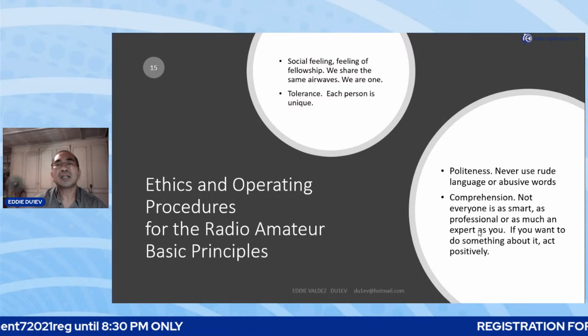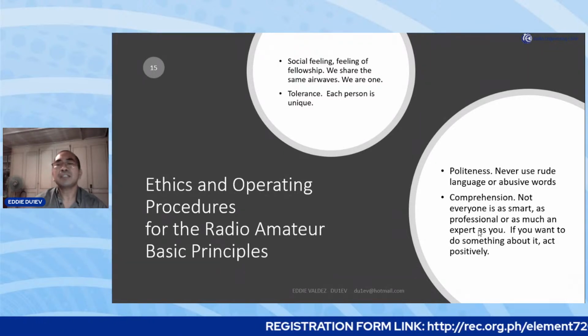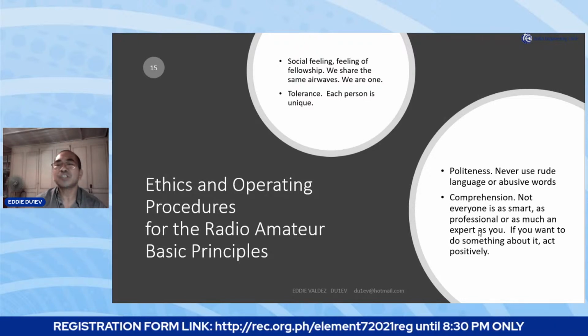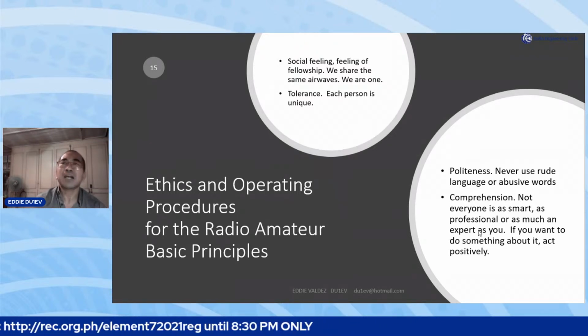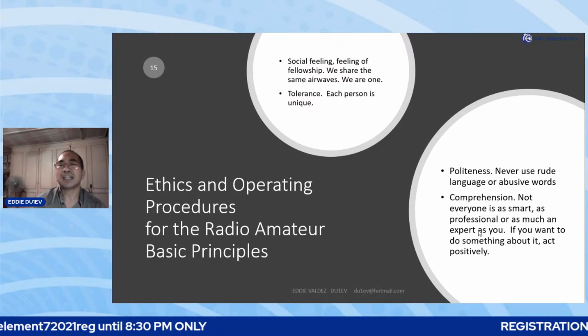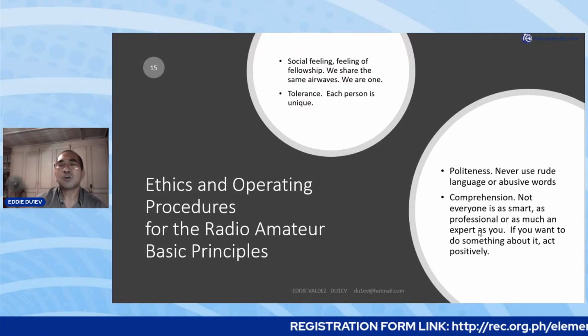Another parameter that is important, very basic, politeness. Never use rude language or abusive words. Politeness. Magalang tayo. Huwag tayong bastos. Right?